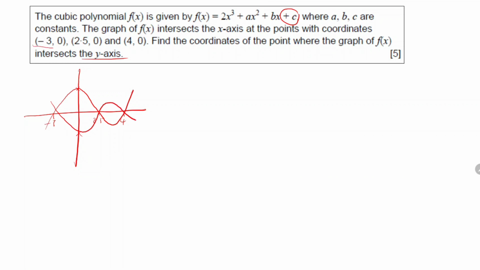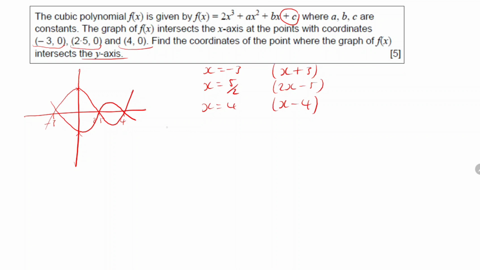Now the key here is to find the three brackets which go with these three roots. The first one's easy. If x equals minus 3 was one of the roots, then that means that x plus 3 was one of the factors. So it's the reverse of the factor theorem. If x equals 2.5, you're better off writing it as a fraction, 5 over 2, then what that means is 2x minus 5 is one of the brackets. And if x equals 4 is a solution, then x minus 4 is one of the brackets.